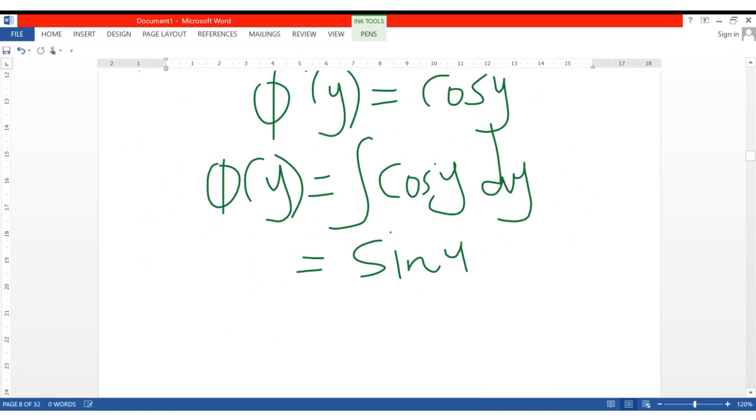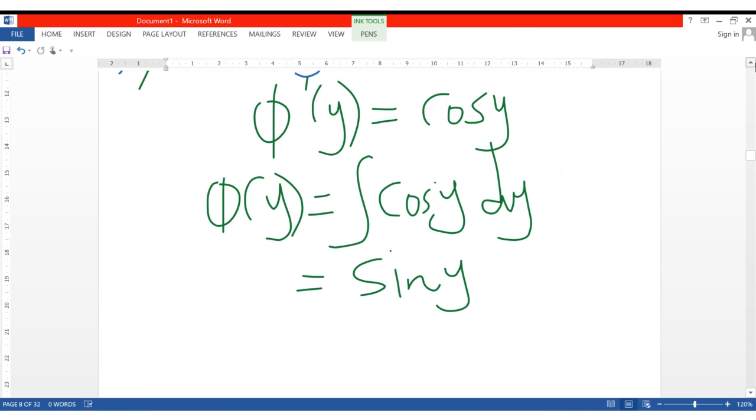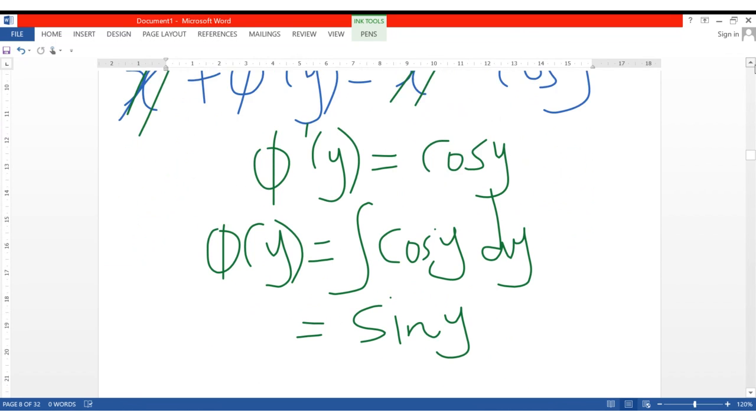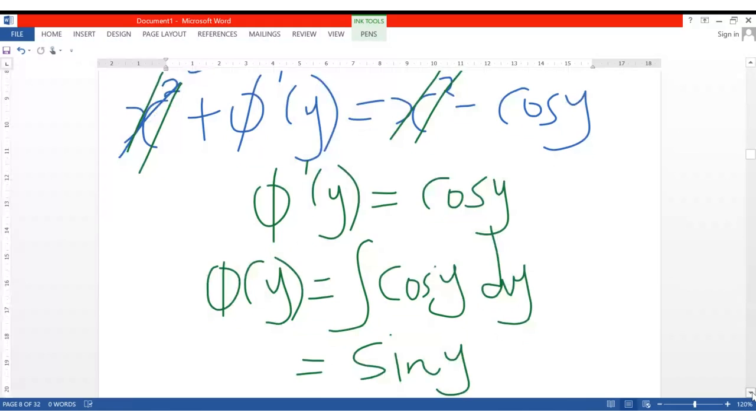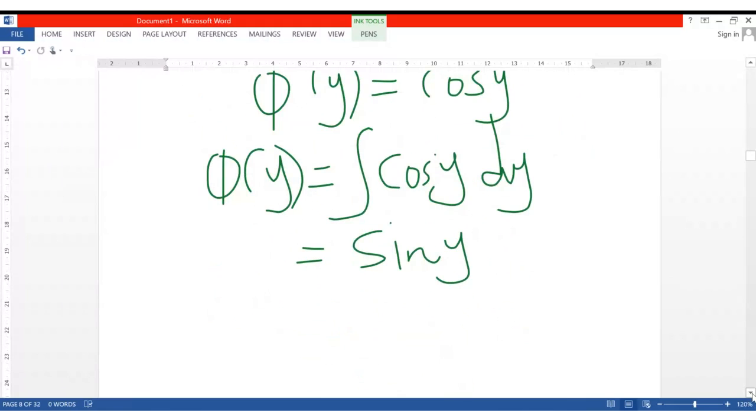So I'll go back to the u that we had gotten and replace back the value of phi. Our u was given by x squared y plus phi.